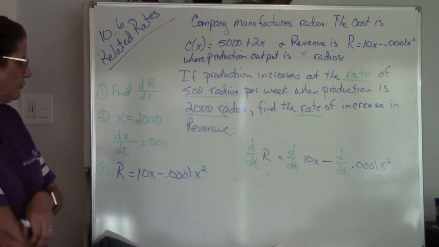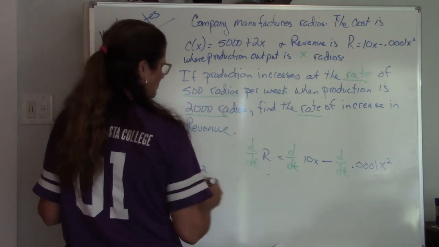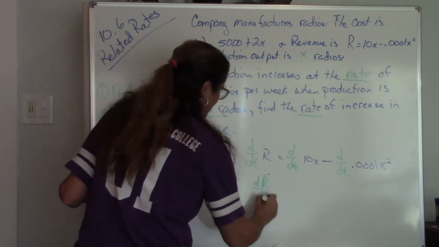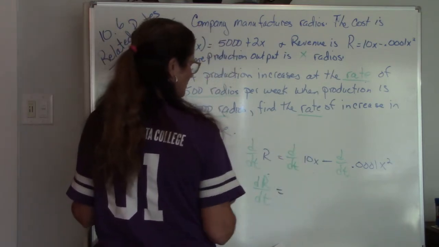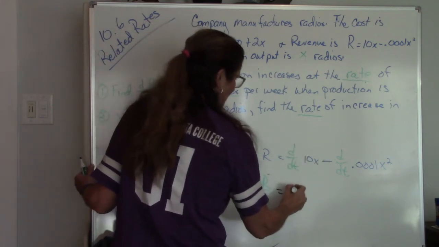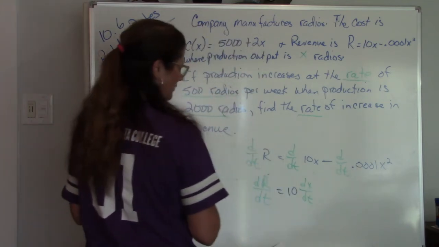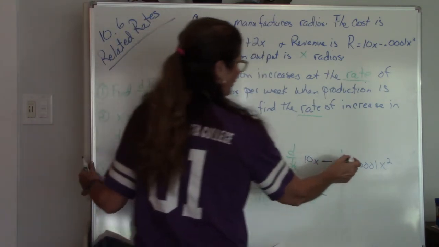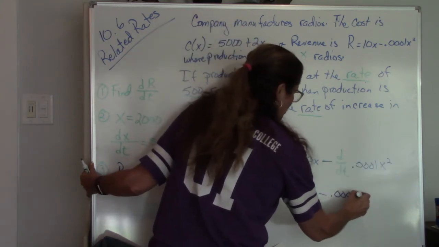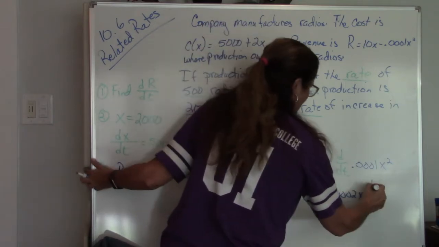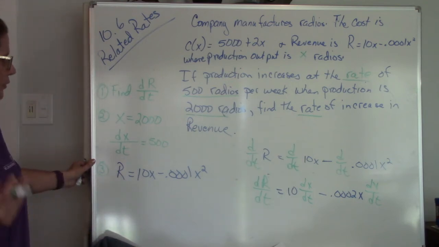Okay, so implicit differentiation. The derivative of revenue in terms of time is dR/dt. The derivative of 10x in terms of time, the derivative of 10x is 10, and then dx/dt. The derivative of 0.0001 x squared is 0.0002x, and then dx/dt. Okay. Now we're going to plug in our values.